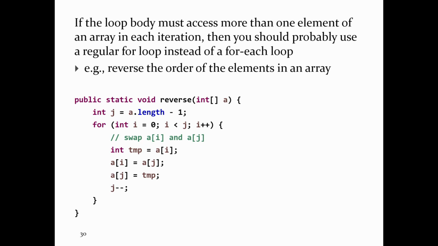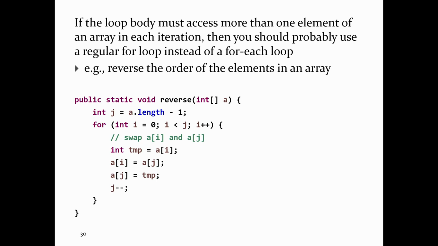All right, here's another example where you want to access more than one element of the array at the same time, in every loop iteration. Again, this is another example of a loop that is inconvenient or awkward to write using a for each loop. And so using a counting style loop, we can reverse the elements of an array in place.